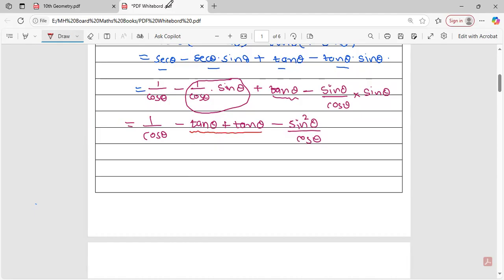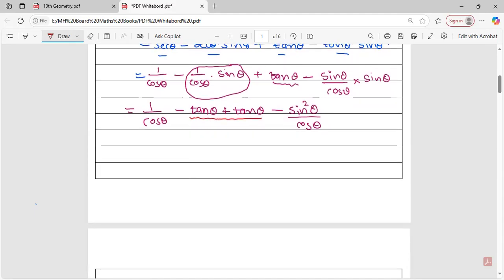Can we convert tan theta into 1 upon cot theta? Why is there a need? There is a minus sign over here and a plus sign over here, and both the terms are the same, so they cancel. If this tan theta is subtracted from that tan theta, you will get 0. Then you will be getting 1 upon cos theta minus sin square theta upon cos theta.